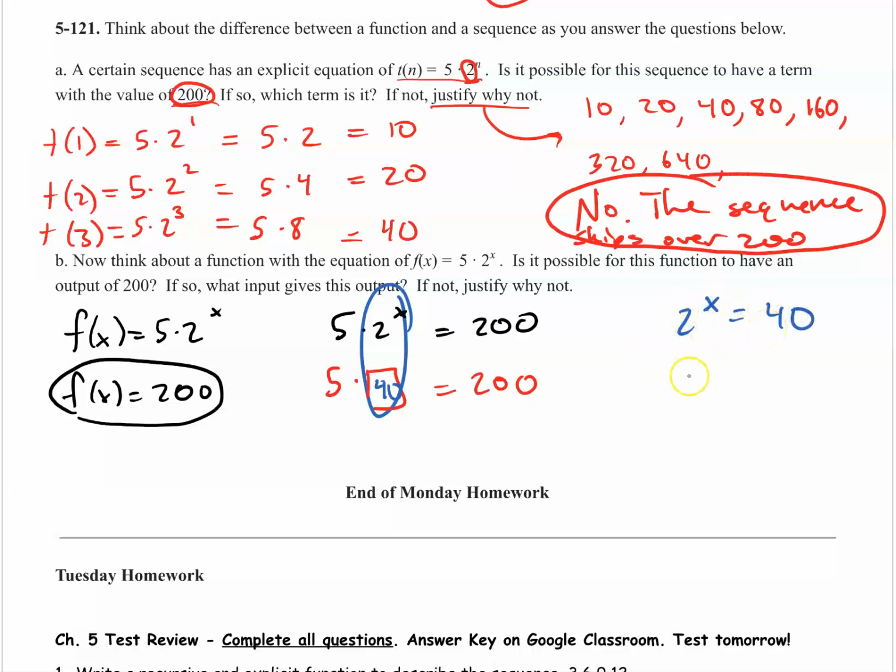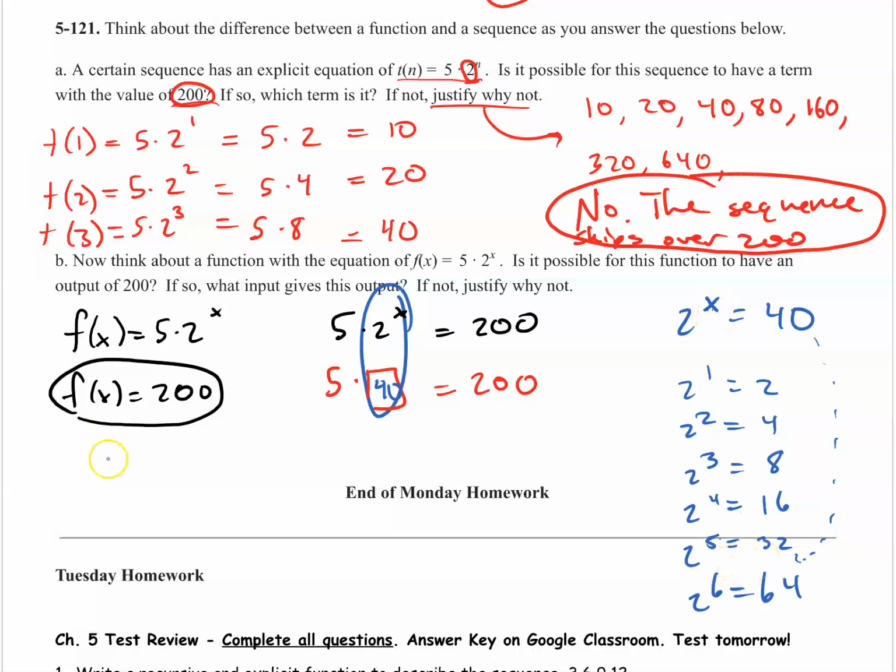Well, 2 to the power 1 is 2, 2 squared is 4, 2 cubed is 8, 2 to the power 4 is 16, 2 to the power 5 is 32, and 2 to the power 6 is 64. So in between 2 to the power 5 and 2 to the power 6, that 40 is going to come in here in the middle. So what would the exponent have to be? X would have to be between 5 and 6.